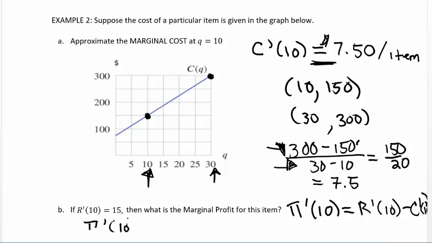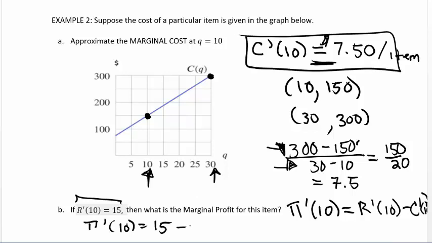is going to be what? Well, R prime of 10 was given in the problem, so that's 15, minus C prime of 10. Well, that's what I just solved for, right, up here. So 15 minus 7.50 is $7.50. So if I were to make and sell one additional item, moving from 10 items to 11 items, I can expect an additional $7.50 added to my profit, my marginal profit.